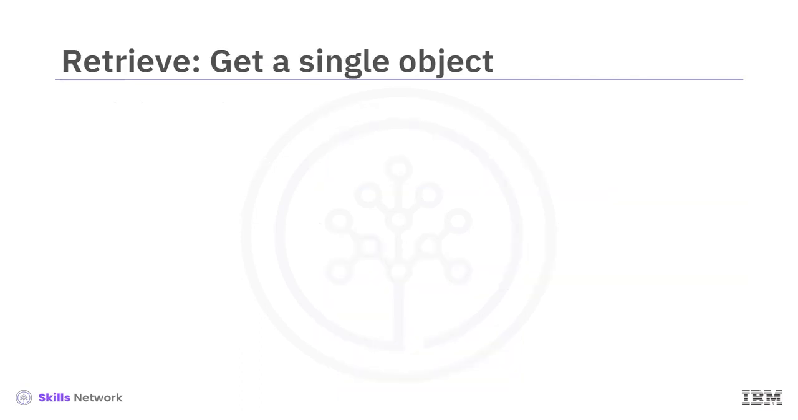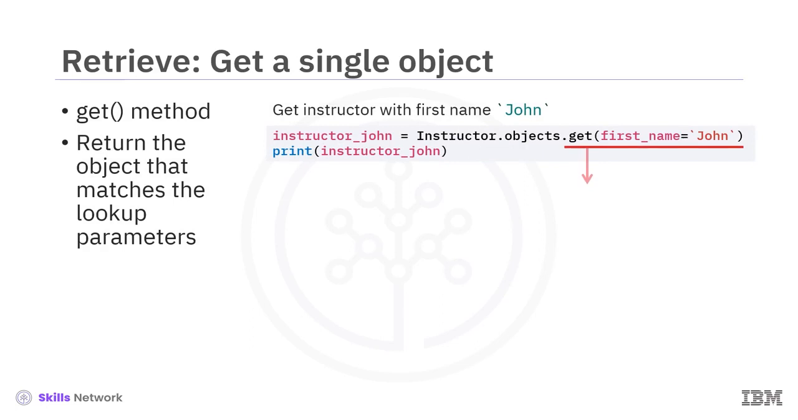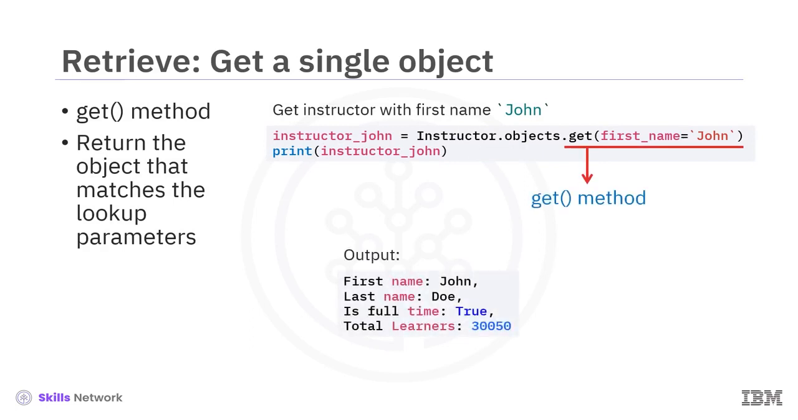If there is only one object that matches your query, you can use the get method to return the object. For example, if we know there's only one instructor with the first name John, we can use the get method with a first name lookup parameter to get the instructor.